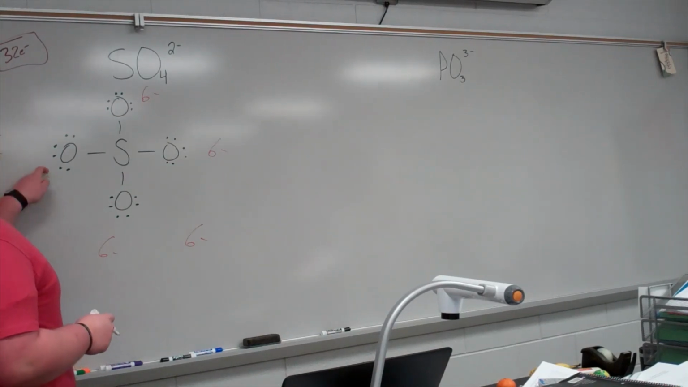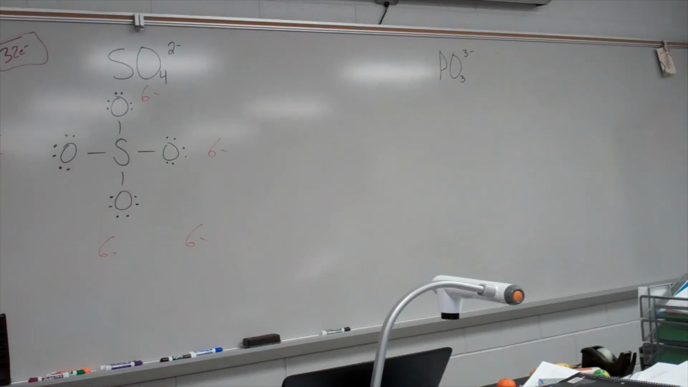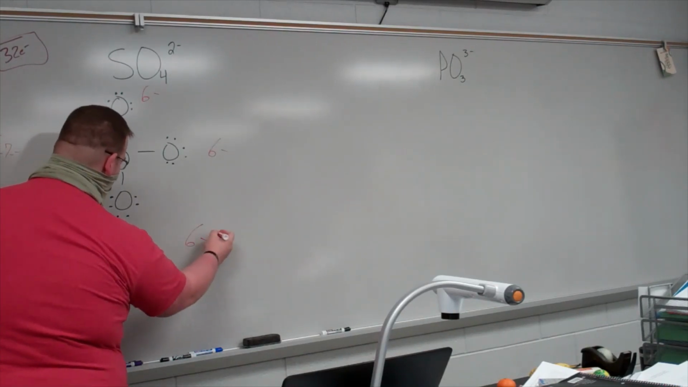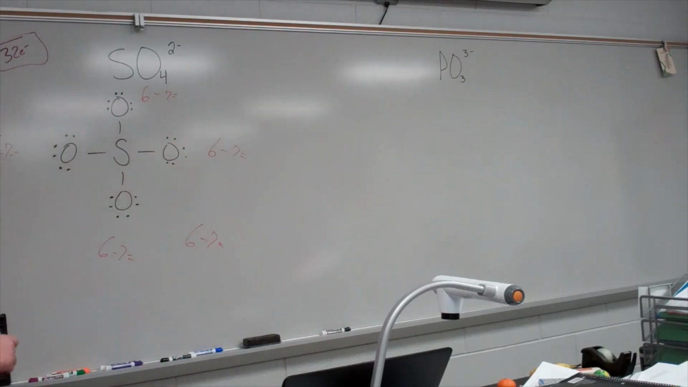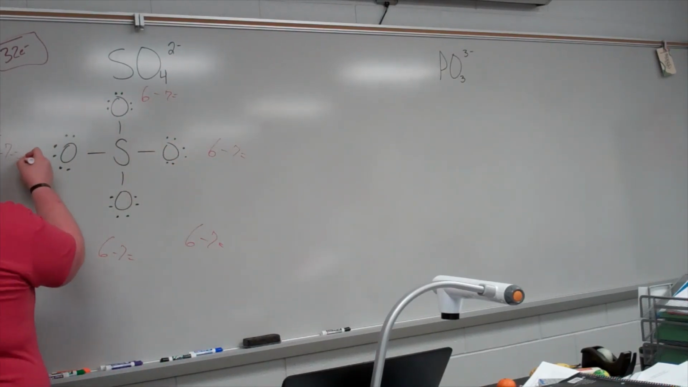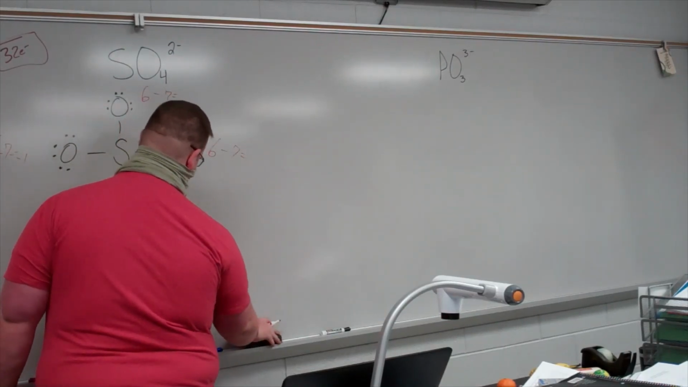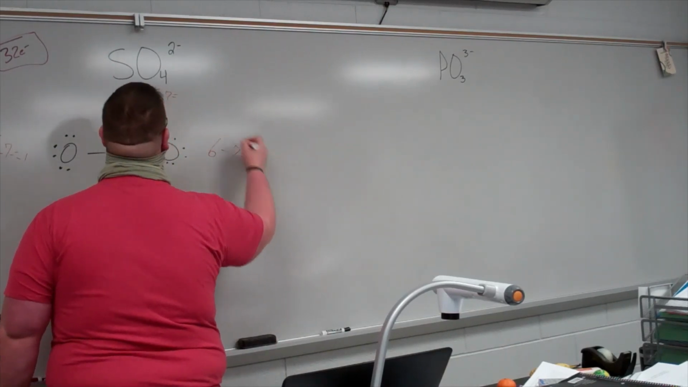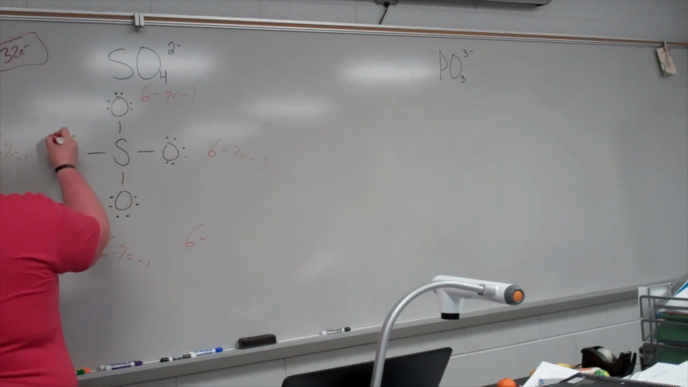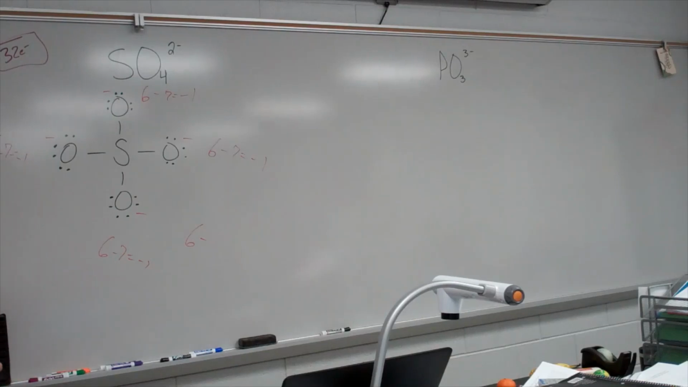Alright, in this case, how many valence electrons does every one of these oxygens have? 7. Okay, 7. Six minus 7 is -1. Oh wait, that was sulfur. Sorry, got carried away there. So every one of these oxygens, the way they are right now, has a negative charge. So we have to represent that negative charge.